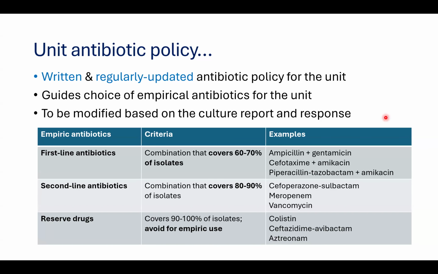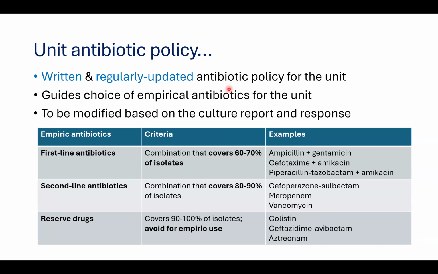Now coming back to our discussion. So how to frame a unit antibiotic policy? So first of all, it should be a written, explicitly available, and regularly updated antibiotic policy. And it should typically be based on the antibiogram of the unit or the hospital for the last 6 to 12 months. So you have a sufficient number of bacteria on which we can base our decision.